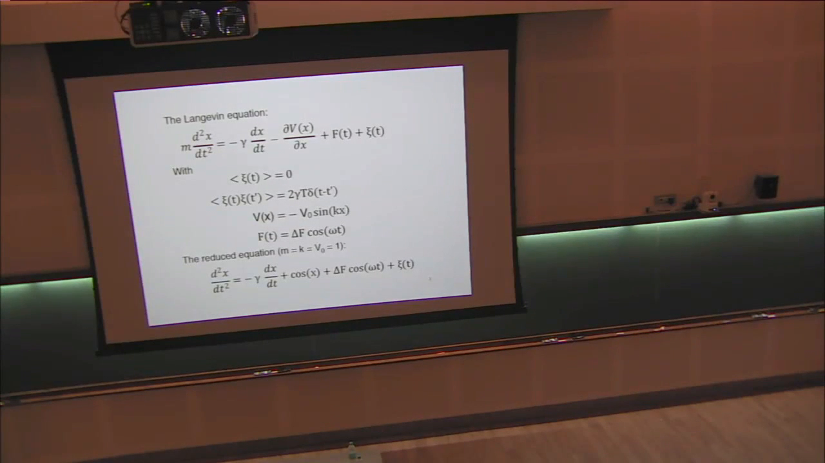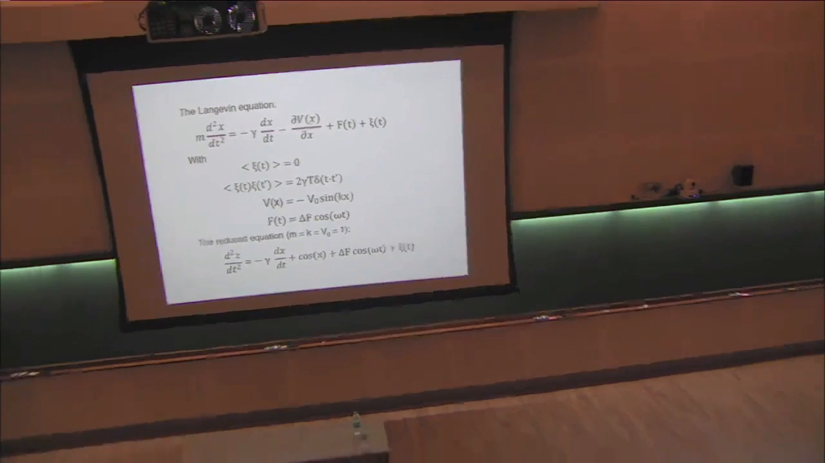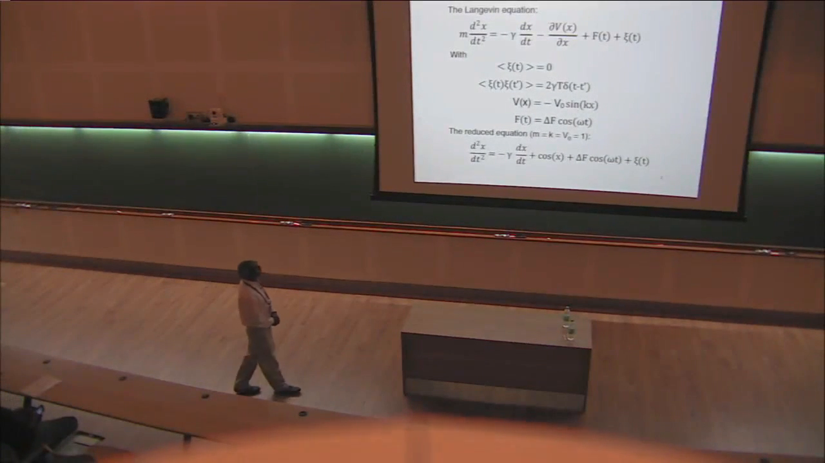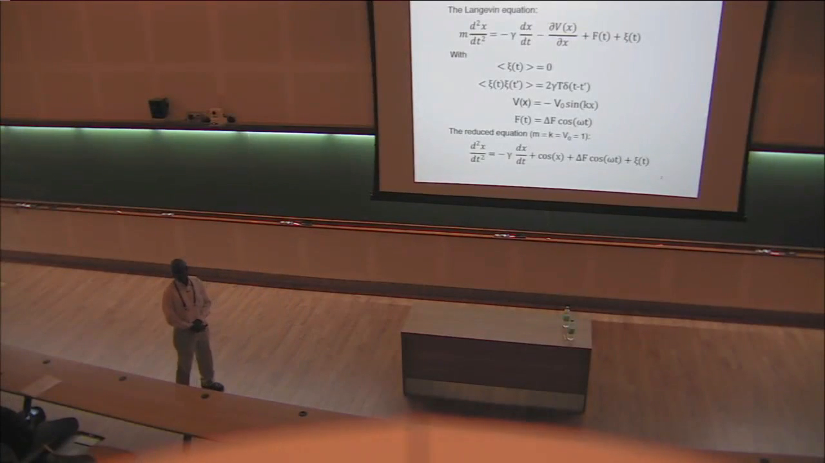Basically, I'll solve this Langevin equation. If I remove that xi, the noise term, it is basically a damped pendulum. Not only damped, it is also forced. So this one cannot be solved analytically. What I do is solve it numerically first, and then I'll show you some results of some analog simulation experiments.